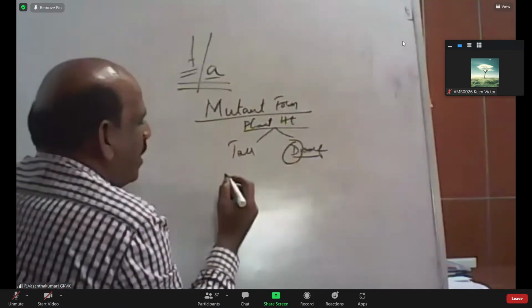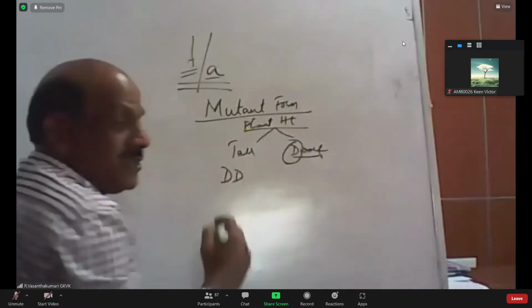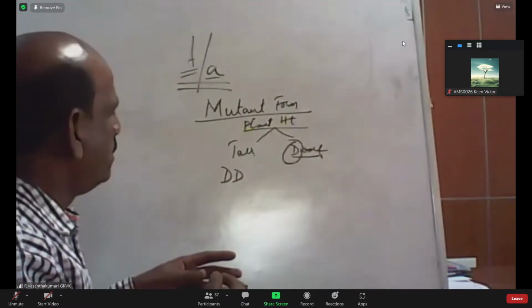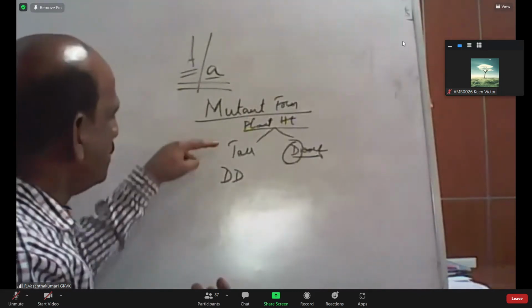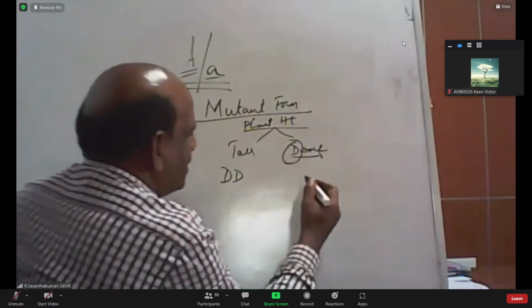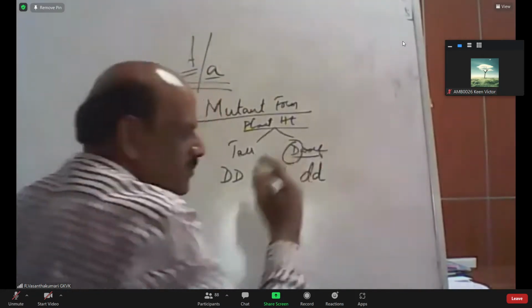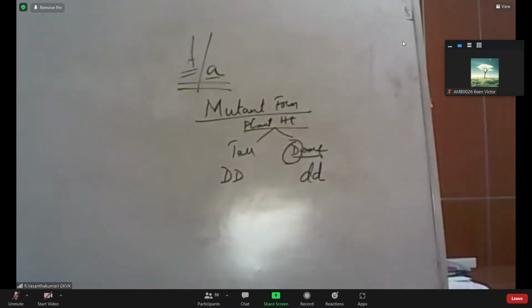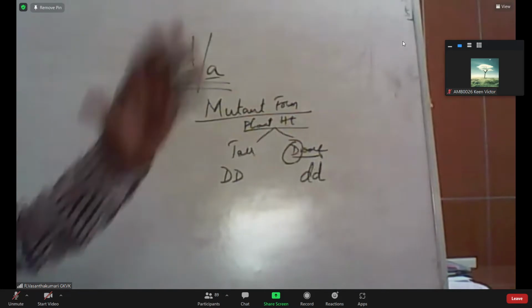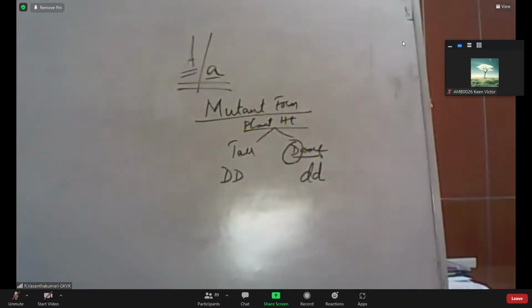So to write tall, it'll sound very strange to you now. To designate tall, we use this. To designate dwarf, we use this. Is it clear? Yes. Now, all these years, what you have been taught is that capital D should be tall. No, you can still continue to use it.